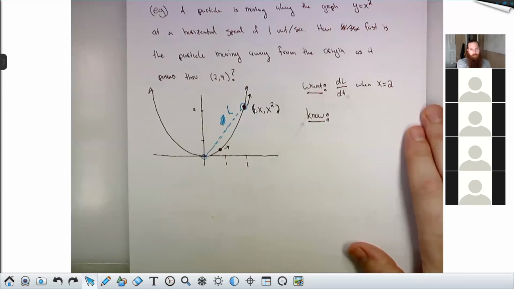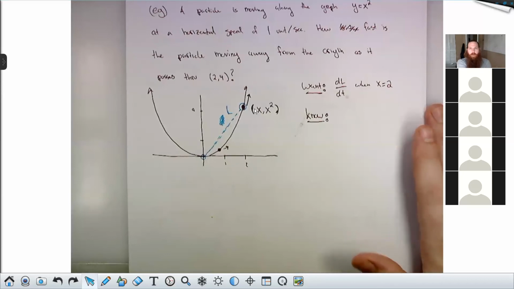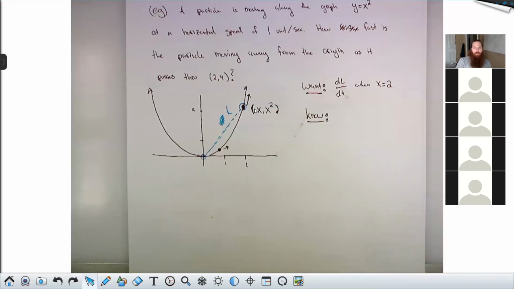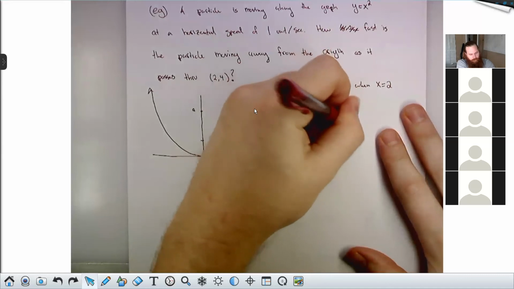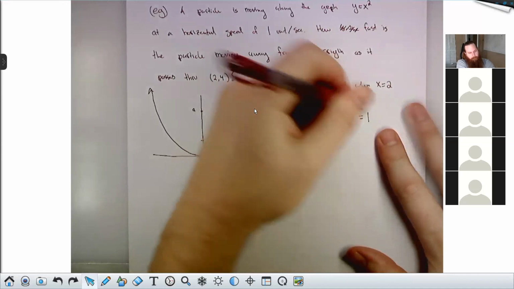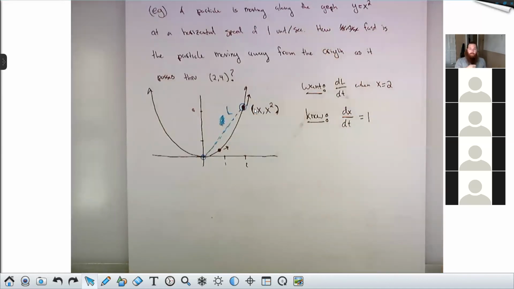Do we know x is 2? Yeah, I know that I'm going to be looking at the moment when x is equal to 2, but what rate of change do I know? dx/dt is 1. Very good. dx/dt is 1. Okay. What I don't have yet is an algebra relationship between x and L.